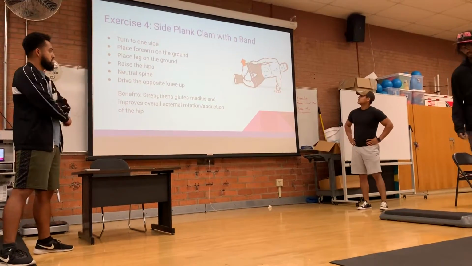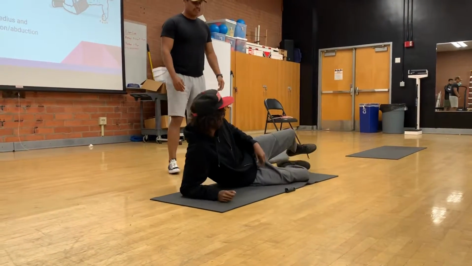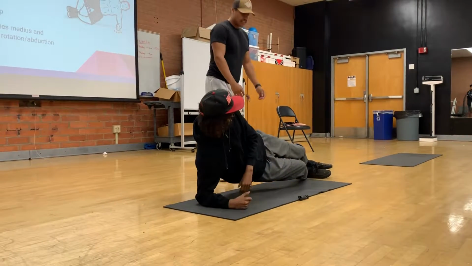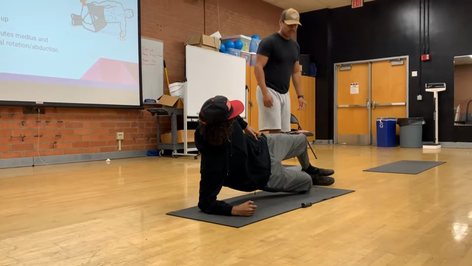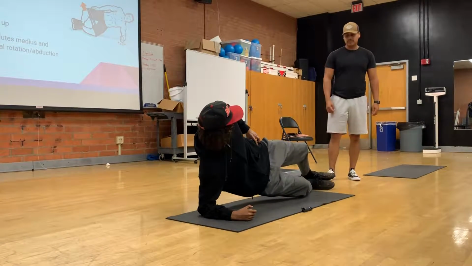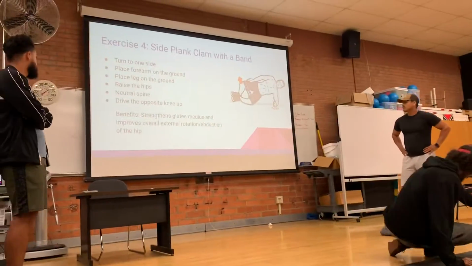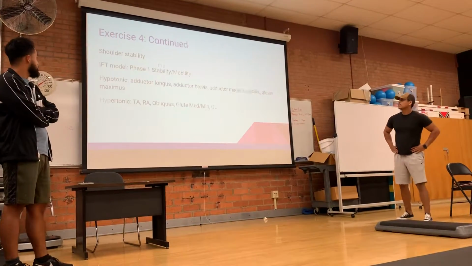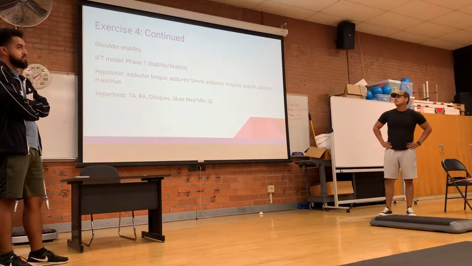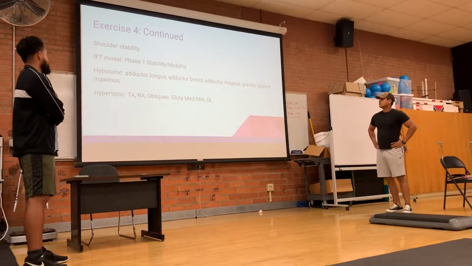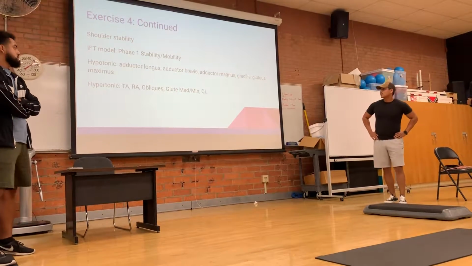The next exercise is the side plank with the clamp. You can just imagine the other leg bent too. You're going to lay on one side with the knees bent, raise those hips, and then bring that one knee up and bring it back down, and up, and back down. The benefits are that it strengthens the glutes and improves overall external rotation and abduction of the hip, and also shoulder stability. IFT model, phase 1, stability and mobility. Hypotonic muscles are the same as before. Hypertonic muscles are the transverse abdominis, rectus abdominis, obliques, glute muscles, and the QL.